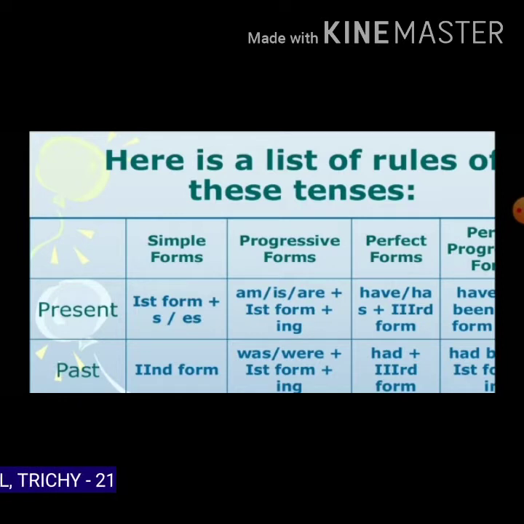Was and were are auxiliary verbs, and we should differentiate them. First we should know where we will use them. Plus first form plus verb ing, that is verb plus v plus ing. Perfect forms: had plus third form, that is past perfect. Present perfect: have or has plus v3, that is the third form of the verb, that is present perfect.